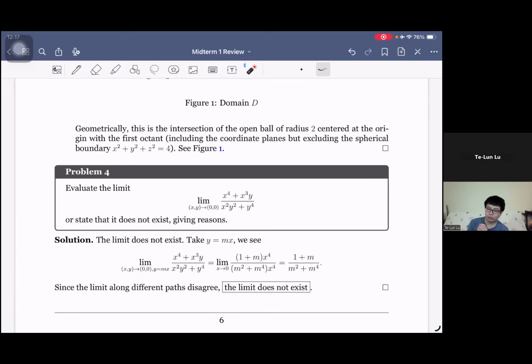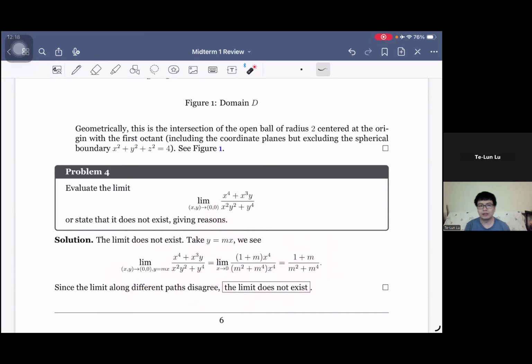In this case, I choose y equals mx, which is some straight line on the plane that passes through the origin. And if you plug y equals mx inside this expression, you can see that the limit along that particular line will be some constant. And that constant depends on m, depends on the direction in which we enter the origin. So since the limits along different paths disagree, the limit does not exist, okay?